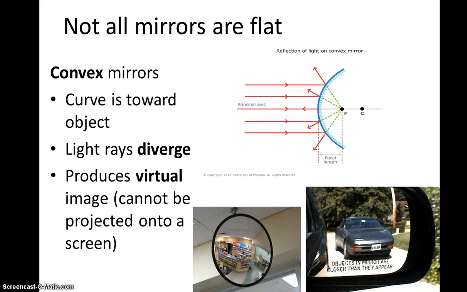What we want to talk about today is mirrors and maybe some lenses that are not flat. So the first type of mirror that we're going to talk about is a convex mirror. So you see the diagram, and you can see that the mirror curves inward towards you. And you can also see what it does to the light rays and how when the light rays come in, they reflect and they go in many different directions. They diverge away from each other.